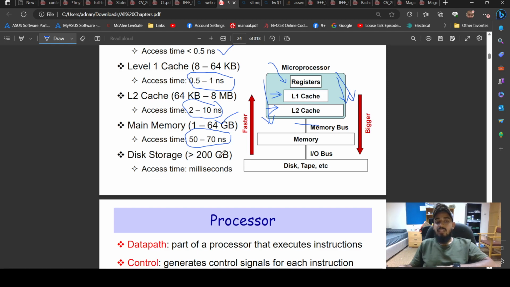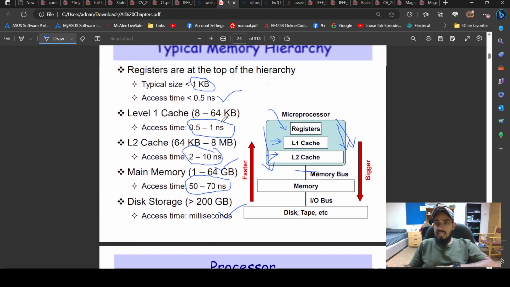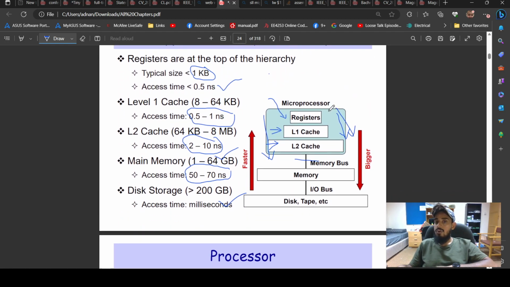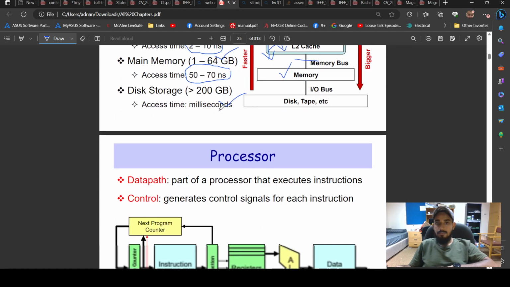And then disk storage is like 200 gigabyte, but up till now it's in terabytes, and in terabytes the access time is in milliseconds. So that's why we need the hierarchy. When we need fast access to small data, we will use the register. If it's a little bit bigger data and we still need fast access, we will use the cache. And if we need to access huge data, then we need the memory, but it will take a little bit, 50 to 70 nanosecond. So that's why we need the memory hierarchy.